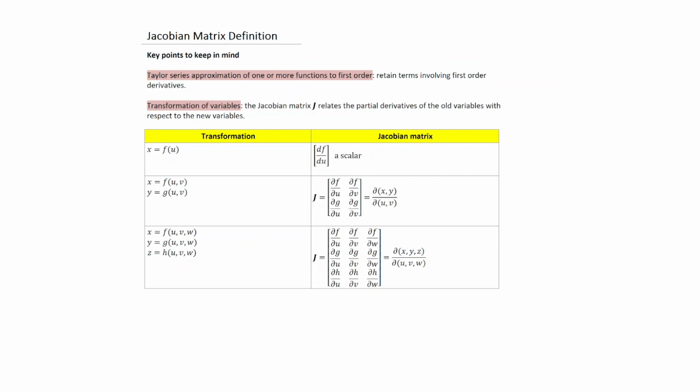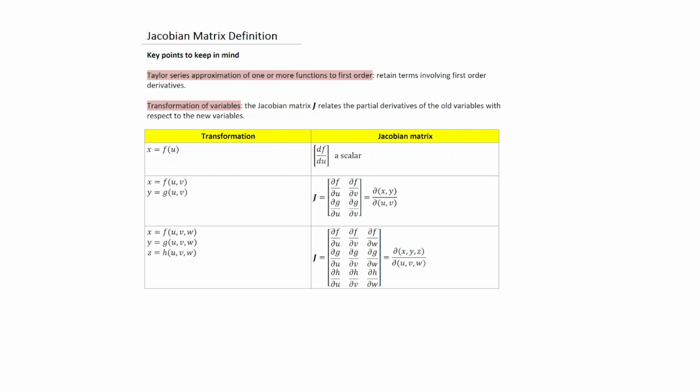But there are just two points to keep in mind here. First of all, a Taylor series approximation of one or more functions to first order, which is what we'll be looking at, means that we retain terms involving only first order derivatives. And second is what we call transformation of variables. This involves something called the Jacobian matrix. What it does is relate the partial derivatives of the old variables with respect to the new variables. So if a transformation is required, it's this Jacobian matrix that makes the connection between the two sets of variables.